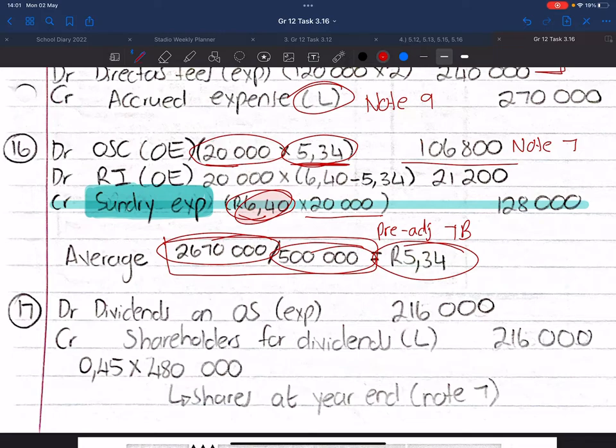Then you debit your retained income with the premium portion, so the extra portion you pay to buy back the shares. So it's 20,000 times the difference between the price paid to buy back the shares and the average share price, and this then goes under note number 8. You'll see it says the repurchase of 20,000 shares, and then in brackets you say it was R1.06 above the average issue price.